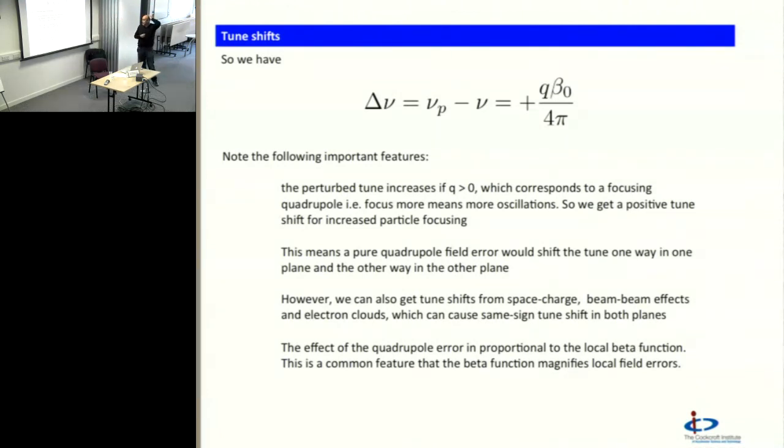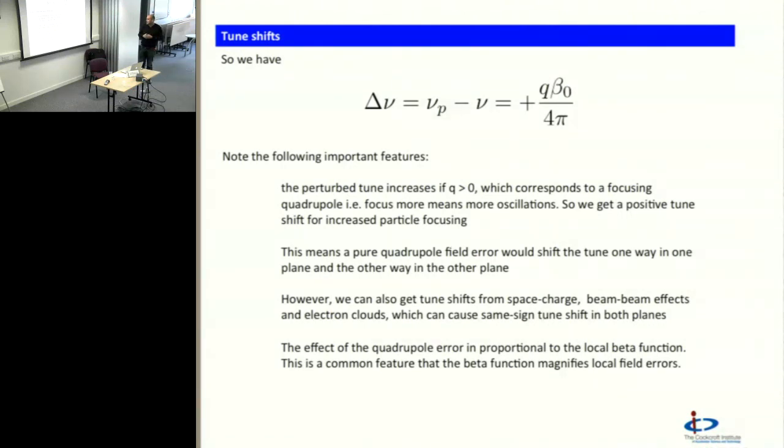So, here are the important features. The perturbed tune increases if the quadrupole field strength is greater than 0. Makes sense, right? Because positive Q is more focusing in that plane. I'm focusing tighter, so I do more oscillations for a given turn. So the tune should go up. So a quadrupole field would shift the tune one way in one plane and another way in the other plane, because there's just different Q in the 2 planes for a quadrupole.